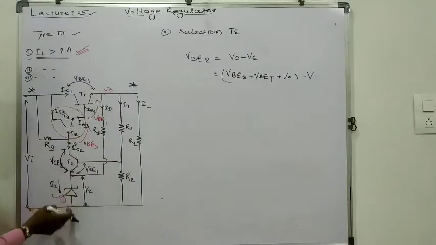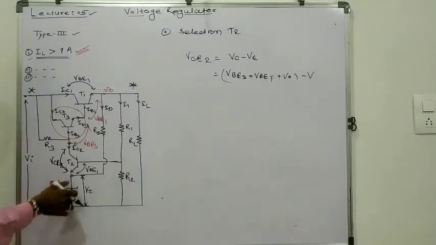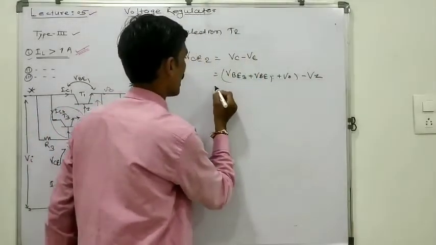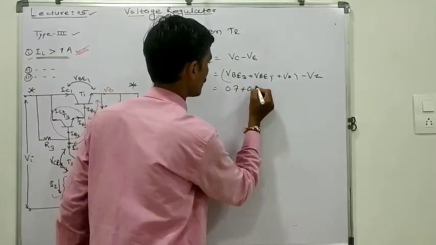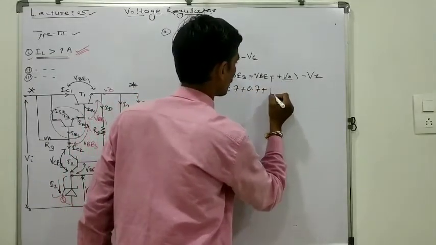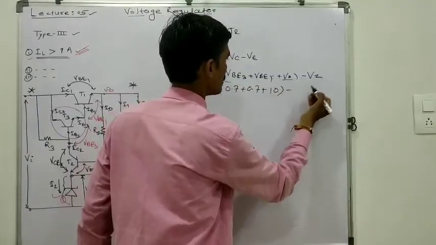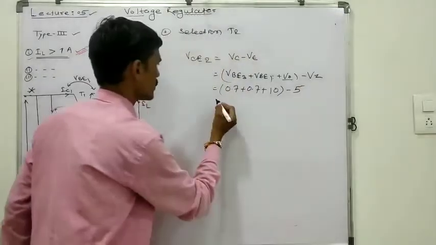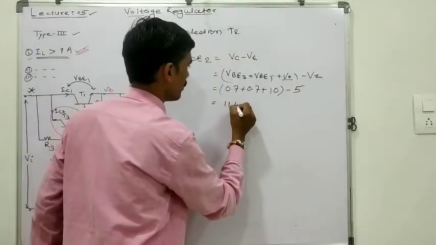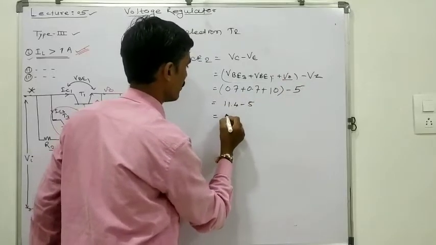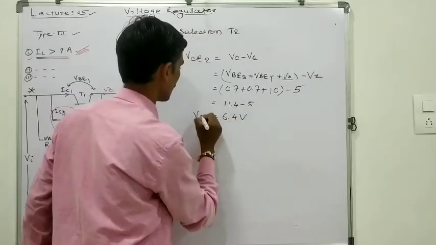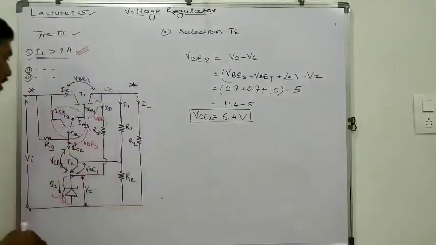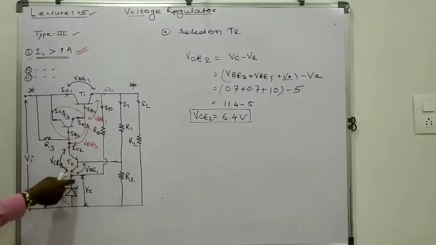What is the VE? VE is nothing but the zener voltage. Only one component is available, so this voltage is nothing but the zener voltage. So this is Vz. So now we have VB 0.7 plus 0.7 plus the output voltage, which is given as 10 volt, minus Vz. We just calculated Vz is equal to 5 volt. So it is 11.4 minus 5, or we can say 6.4 volt, which is nothing but the VCE2. So this is the voltage across collector to emitter of the transistor T2.